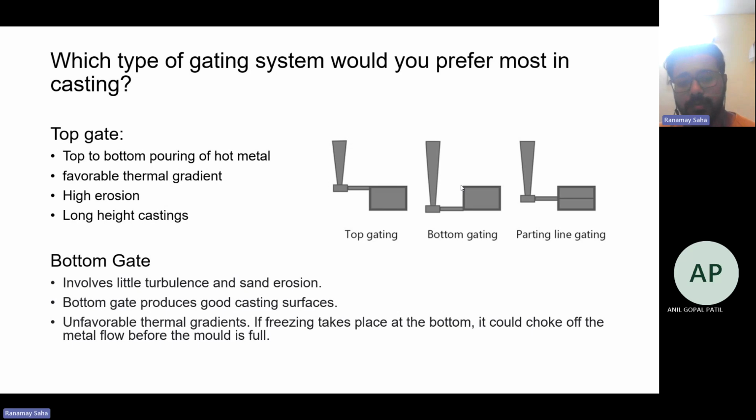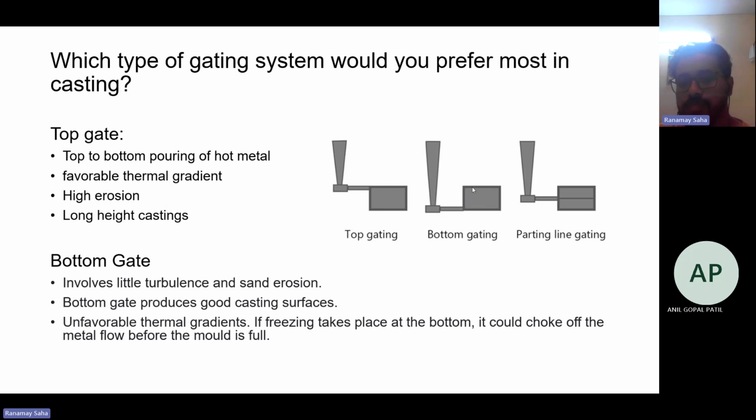Then there is a very unfavorable thermal gradient. What happens is the hot molten metal comes into the cavity from the bottom surface, and this is the surface which is connected to ambient. This is a low temperature surface. Once the high temperature molten metal comes in contact with the low temperature surface, it starts solidifying without completely filling up the internal cavity. It takes place at the bottom, and it could choke off the material flow before the mold is full.